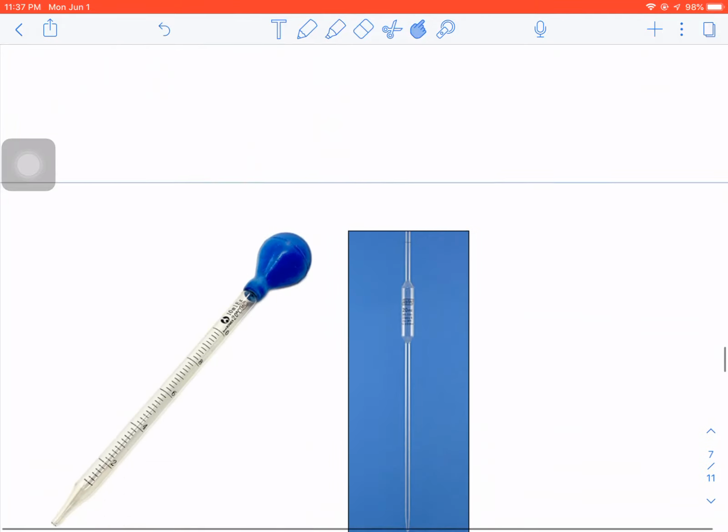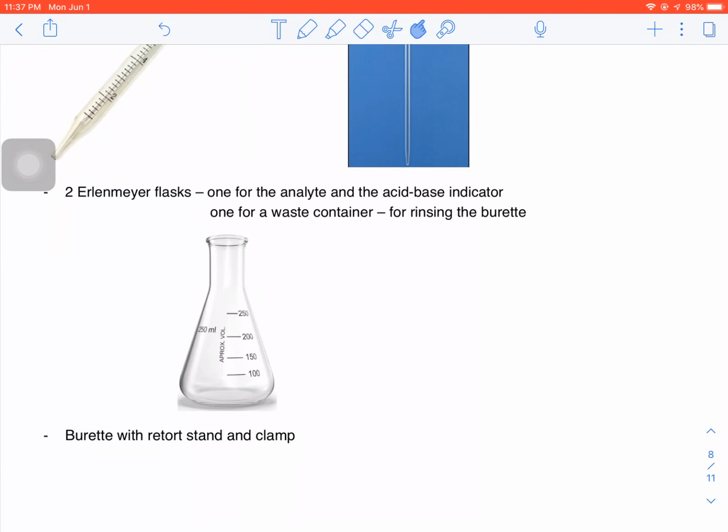The second thing I'm going to need is a couple of Erlenmeyer flasks. Erlenmeyer flasks are probably the most common to use for this kind of lab because they're quite narrow at the top. If I swirl it a little bit, it's not likely to come splashing out. I'm going to put my analyte, the chemical that I'm testing, in this case hydrochloric acid, in here using my pipette.